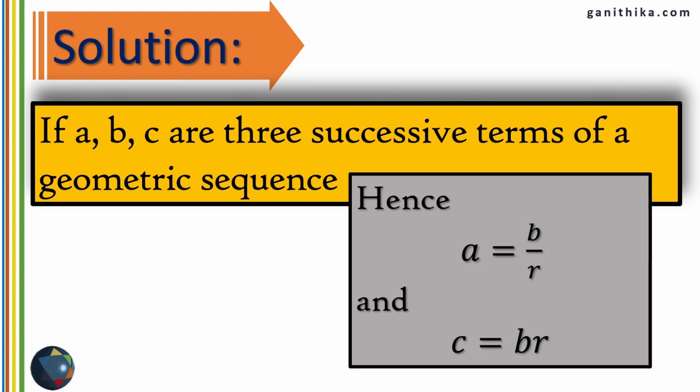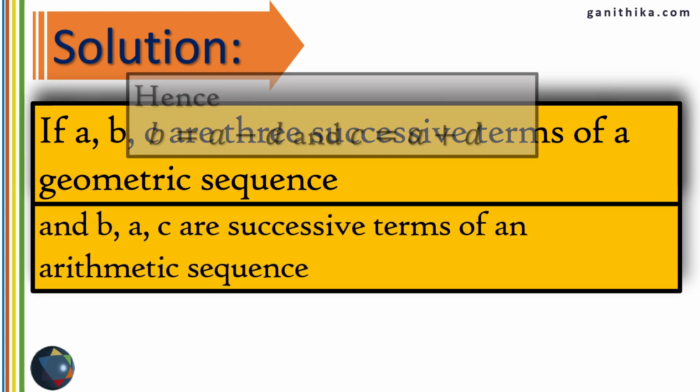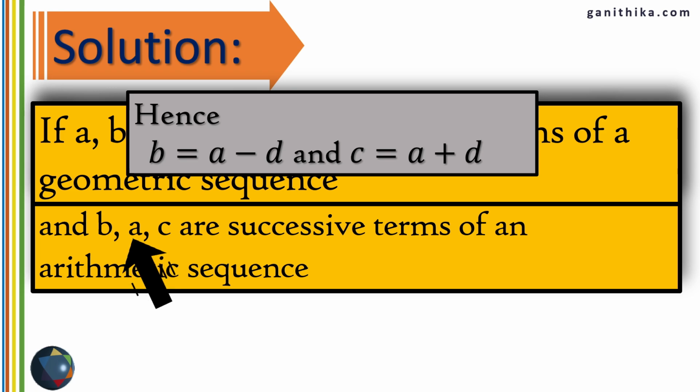Now that A, B and C are in geometric sequence, the middle term is B, therefore A should be B over R, and the third term is C, therefore you multiply the ratio with B, so C is equal to BR. The three successive terms in the geometric sequence are now B over R, B and BR. So remember this. Let's go to the next part where it is an arithmetic sequence. The middle term is A. The previous term to A will be A minus D. The next term to A will be A plus D. Therefore, B, A, C is A minus D, A and A plus D.